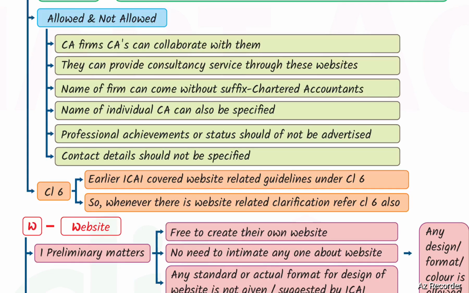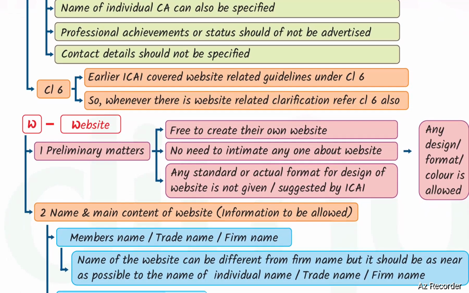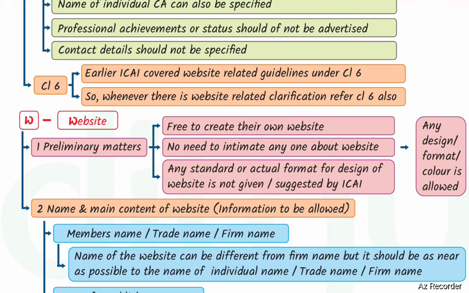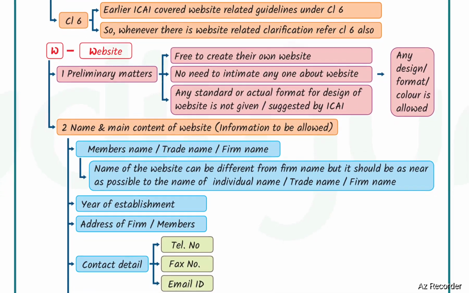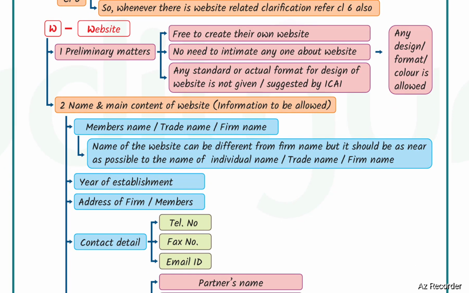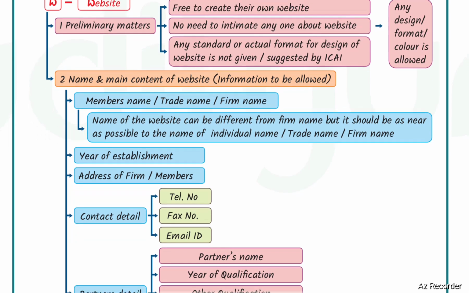Clause number 6. Earlier, ICAI covered website related guidelines under clause number 6. So, whenever there is a website related clarification, refer to clause number 6 also. Next, website preliminary matters. Members are free to create their own website. No need to intimate anyone about the website. Any standard or actual format for the design of the website is not given or suggested by ICAI. Any design, any format, any color is allowed.